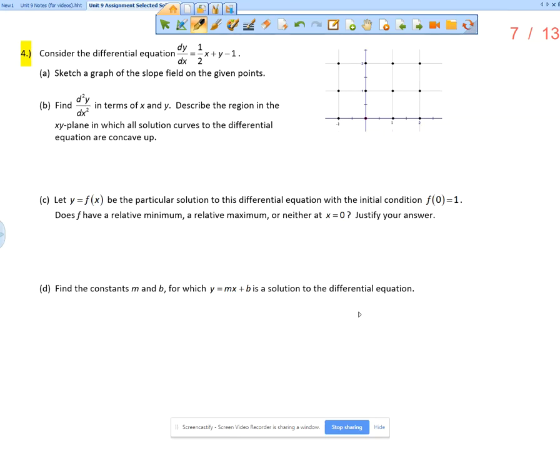This is the solution video for section 9.3, problem number 4. Consider the differential equation dy/dx equals 1/2 x plus y minus 1. First of all, sketch the graph.